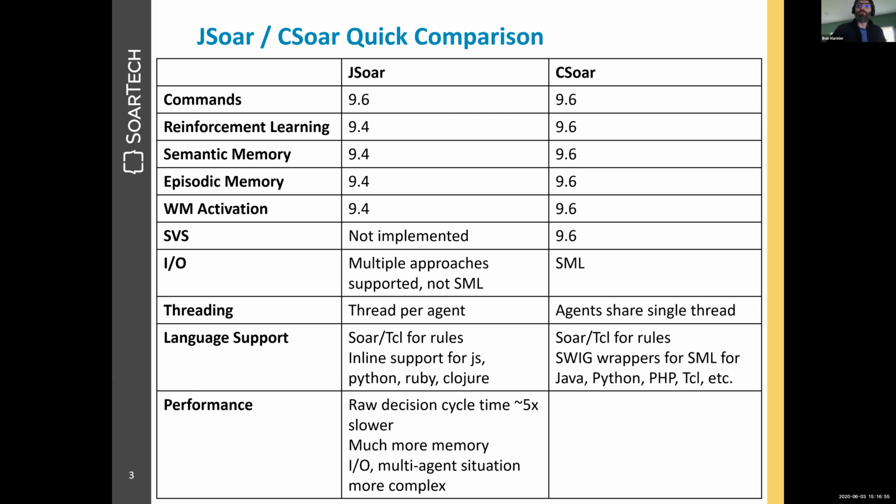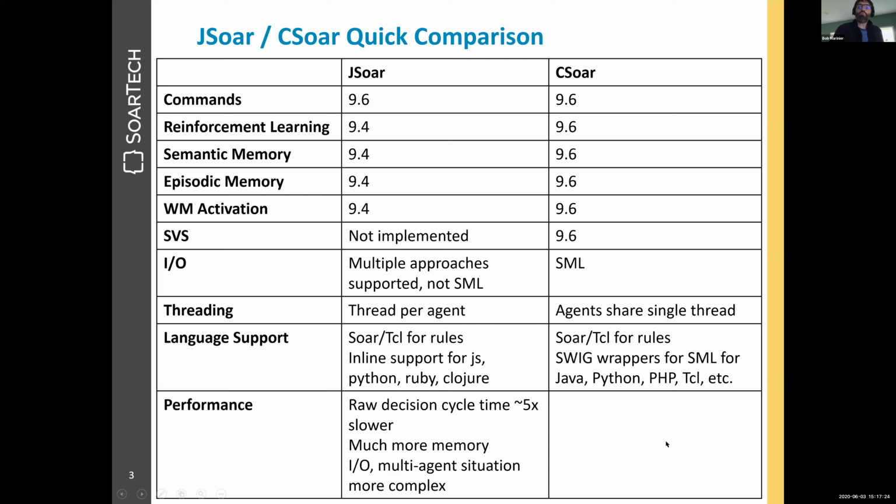But for more complex situations where there's a lot of IO going on or there's multiple agents going on, some of the features of JSoar as far as threading the agents and these different IO approaches could actually make it faster than CSoar, but this is going to be very specific to particular applications and the nuances of those applications. And so it's very difficult to make a general statement about that stuff.